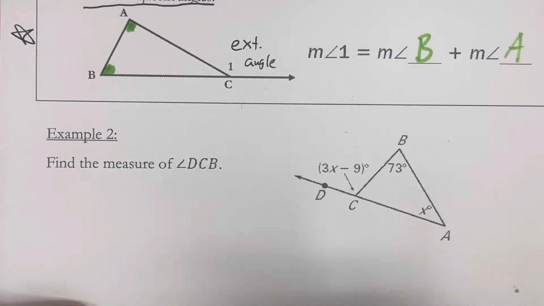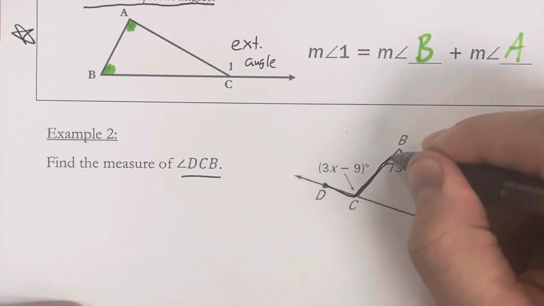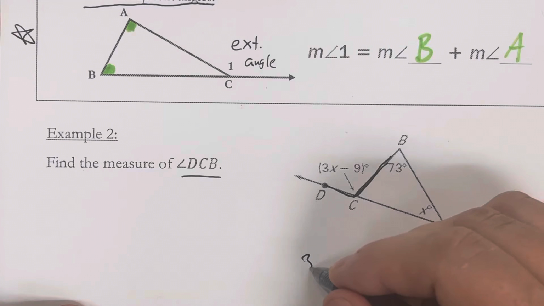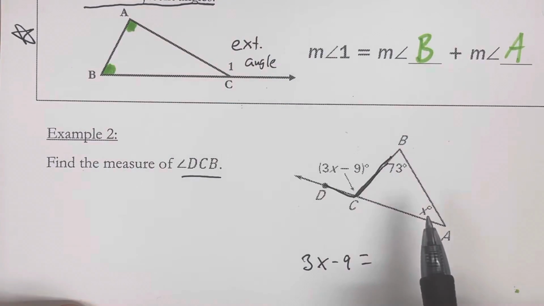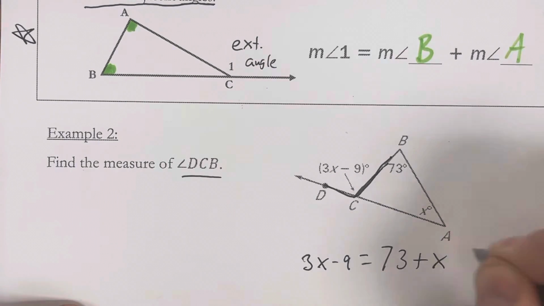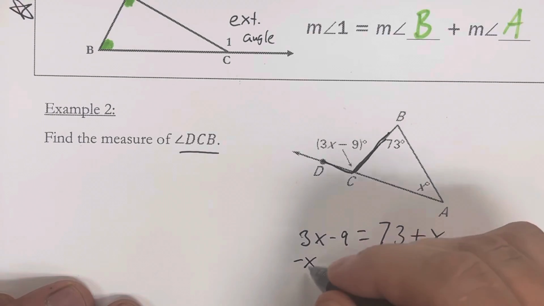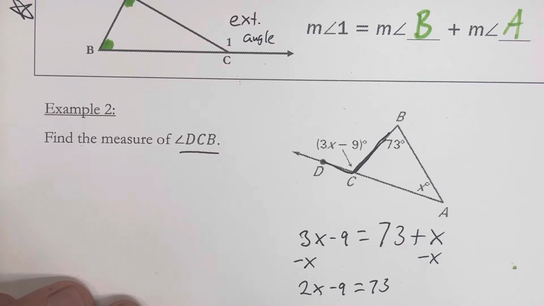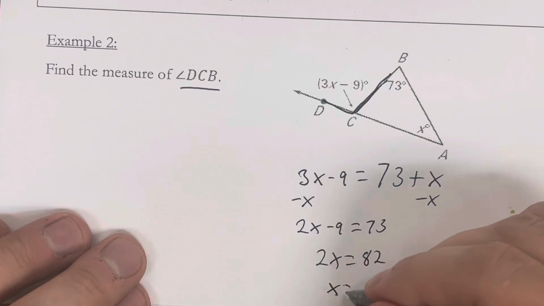So, example here. Find the measure of angle DCB. First thing I want to do is identify DCB. DCB, that's this one here on the outside. So, since it's on the outside, I'm thinking exterior angle theorem. The exterior angle, 3x minus 9, is equal to the sum of the two that it's not right next to. So it's right next to this one, so it's equal to 73 plus x. And then we'll solve the equation. So I am going to subtract x from both sides. 2x minus 9 equals 73. Add our 9. Get 82. And then when we divide, x is equal to 41.